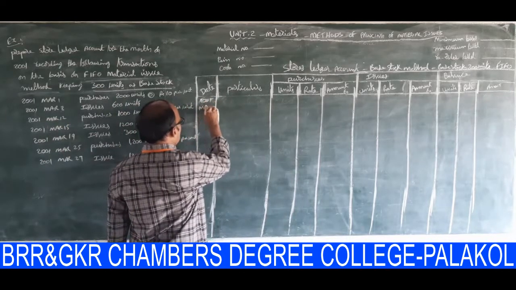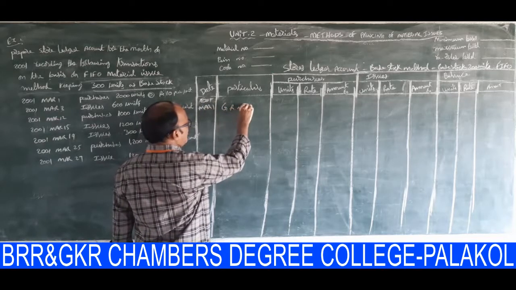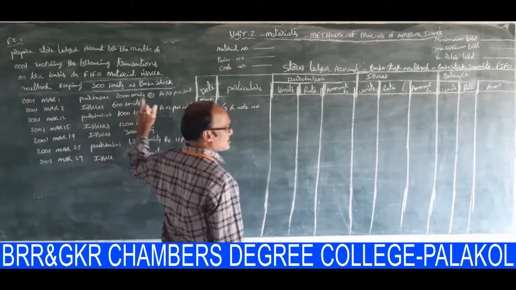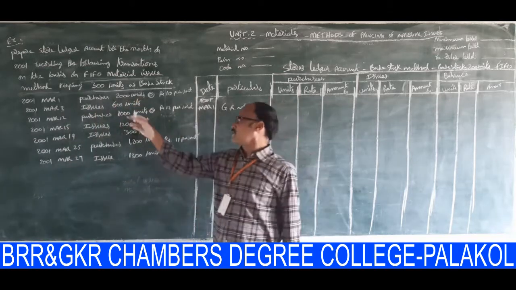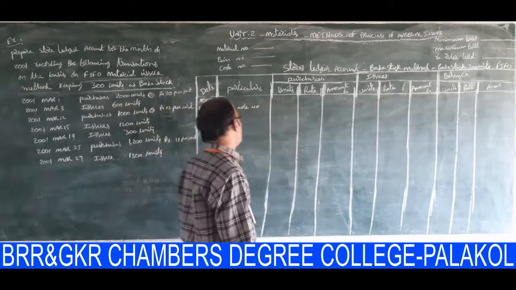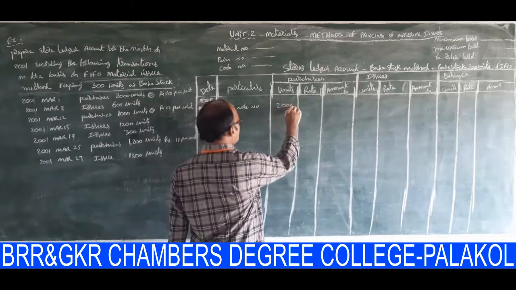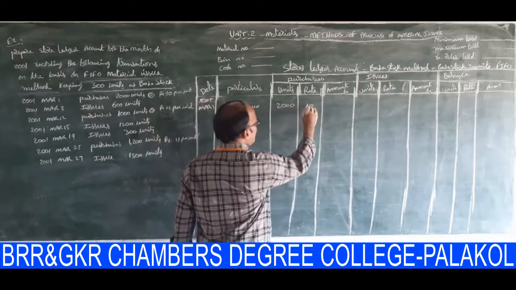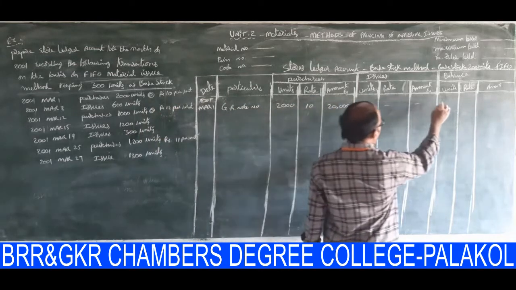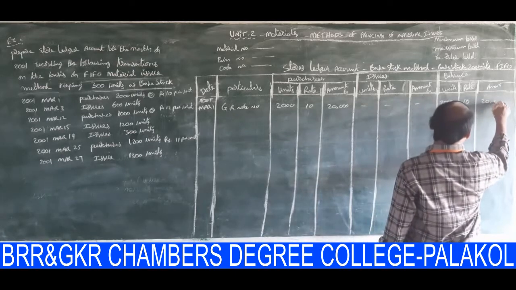2001 March 1st, GRN number. How many units purchased? Purchases 2000 units at the rate of 10 per unit. That's why, March 1st, GRN number, 2000 units purchased at the rate of 10 per unit, 20,000.